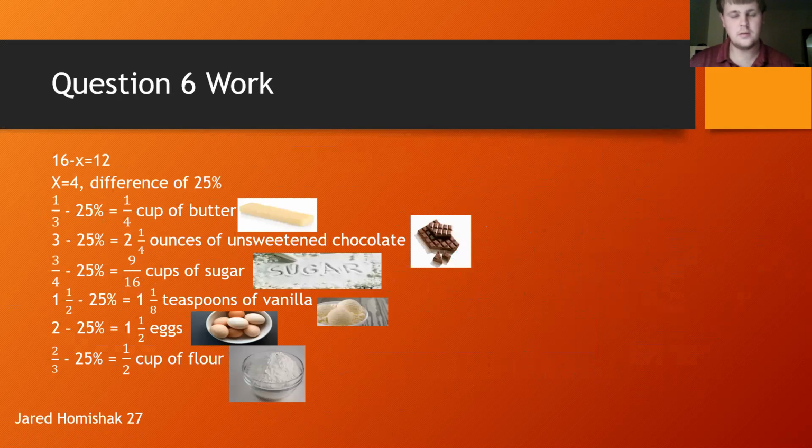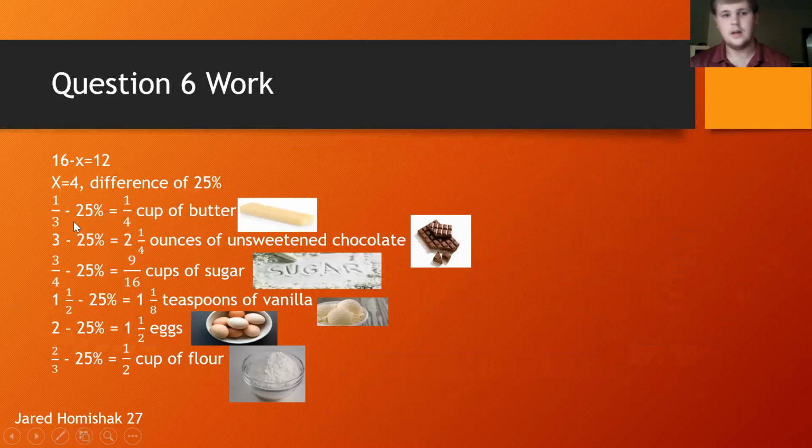16 minus x equals 12. Subtract 12 from both sides, and you learn that x is equal to 4. So the difference between 16 and 12 is 4, which is 25%. 4 is 25% of 16. With that in mind, you can now subtract 25%, or 1/4 in fraction form, from the ingredients to get your final amount of ingredients that you need to serve your 12 brownies.